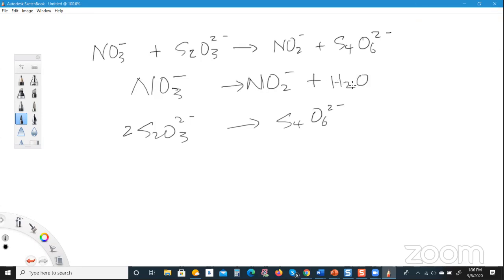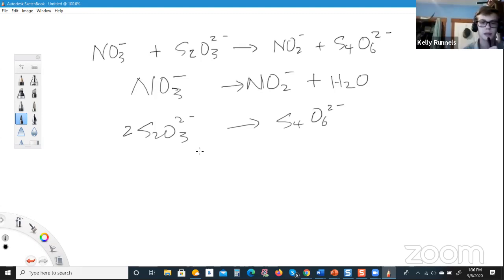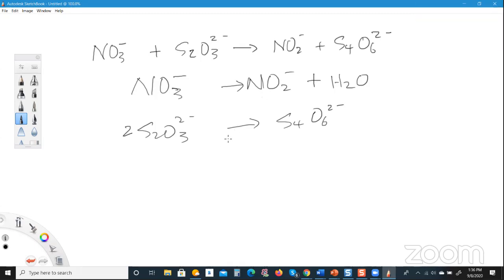And what about the second half equation? How would you balance the oxygens? Oh, the oxygens are already balanced there. Very good. So there's no need for you to add water to that side. Okay, so what's the next step?